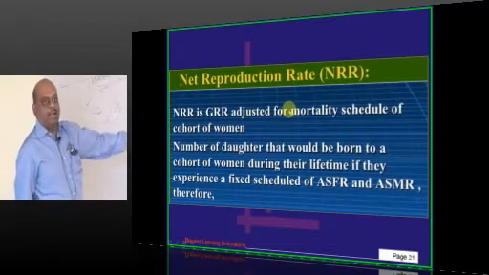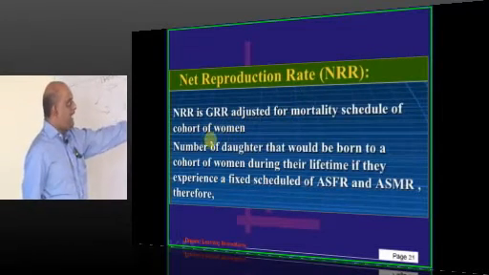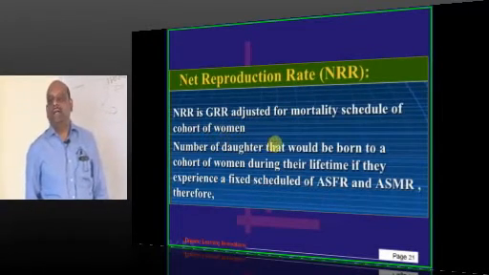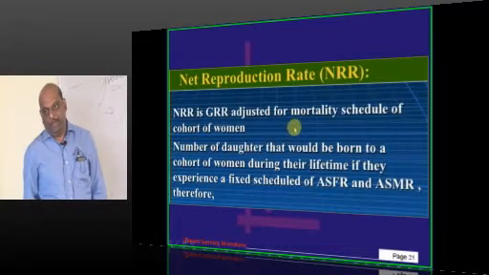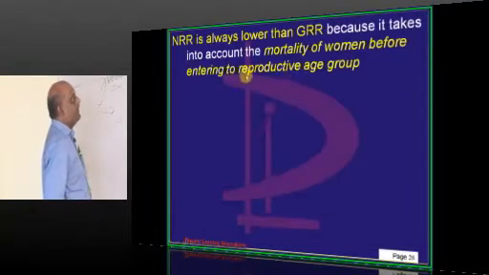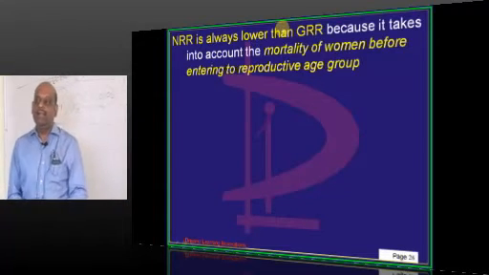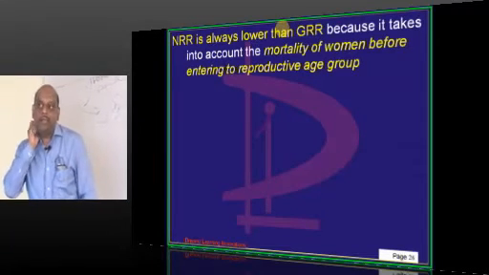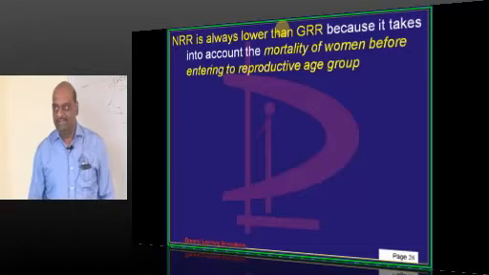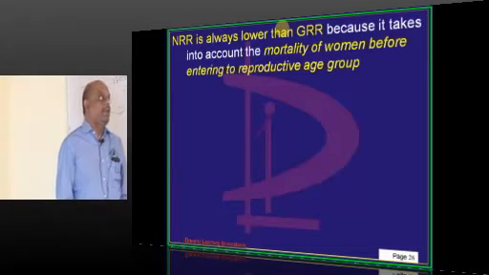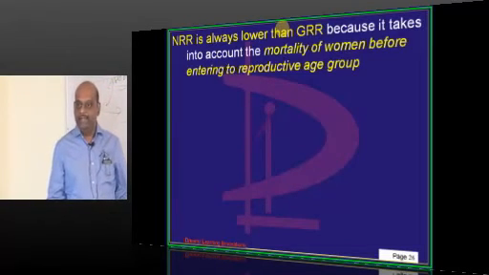NRR is the GRR which is being adjusted to the mortality pattern of the cohort of the women in the reproductive age group is what I want to underscore to all of you. So which will be lower between NRR and GRR? NRR will be lower because it is considering death, road traffic accidents, or not getting PG seat continuously.